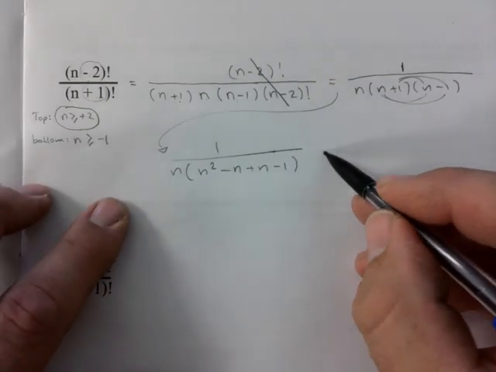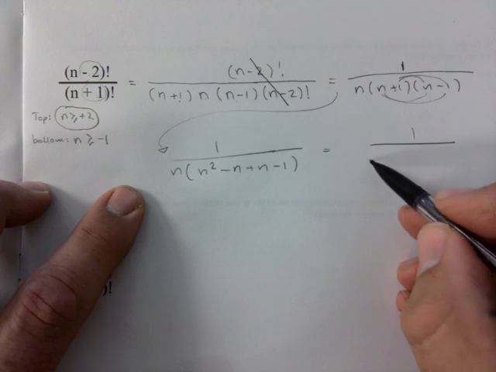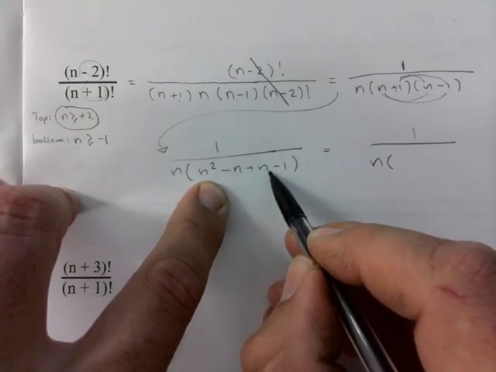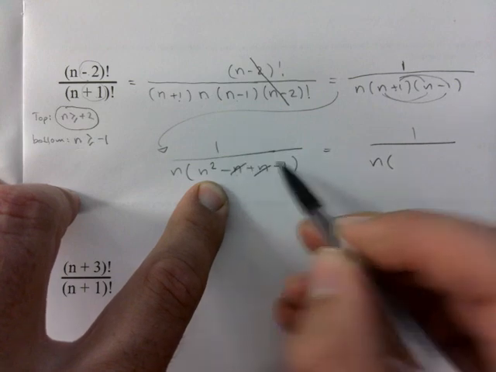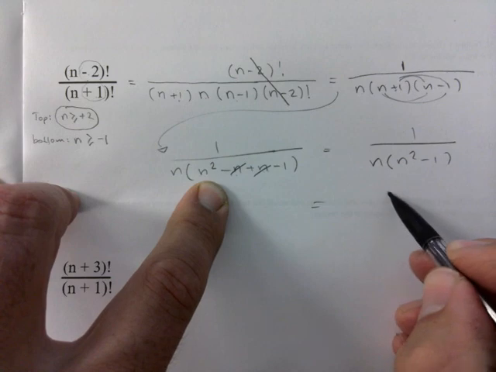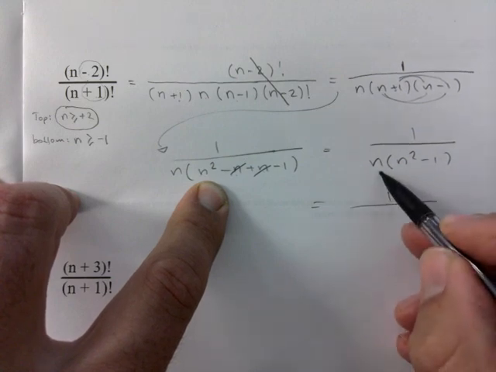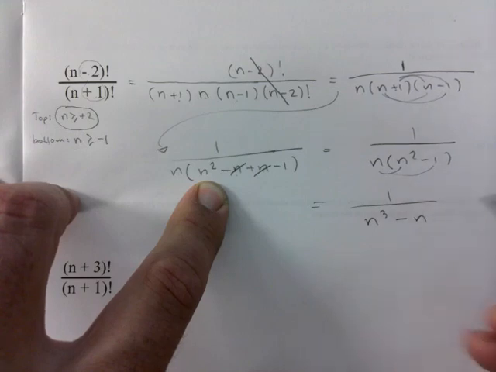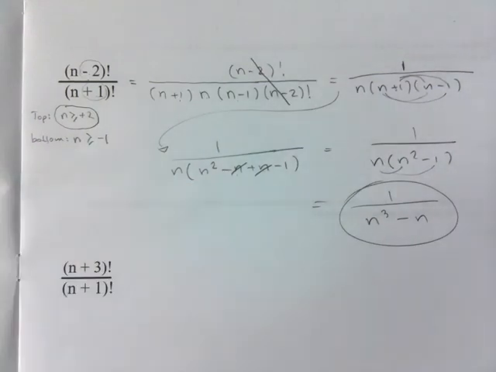Okay, clean it up a bit. N times, these two actually cancel out. Did you notice that? If you did expand, this is gone, right? So it's n squared minus 1. And this is my grand finale here. This would be n cubed minus n. This is where it's at, right?